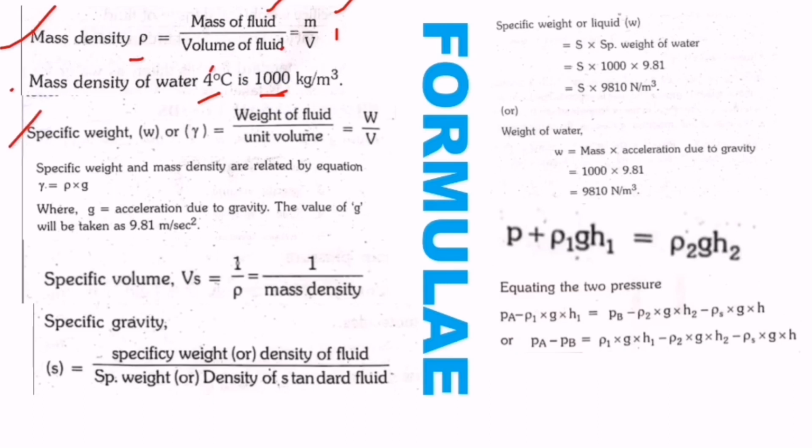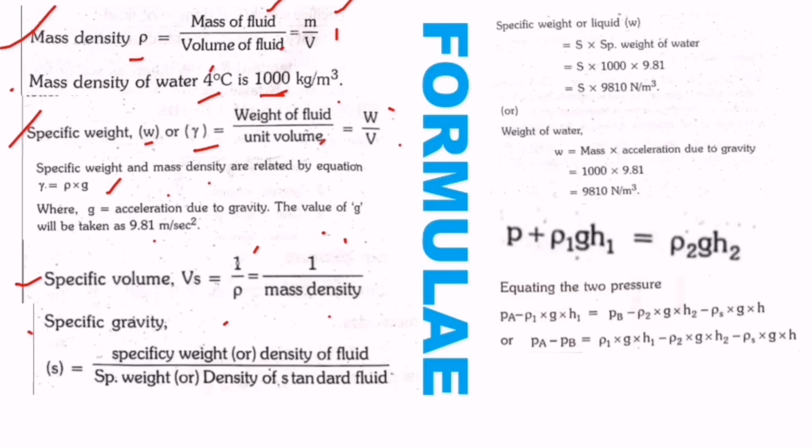Specific weight, denoted with W or gamma. Its formula is weight of the fluid per unit volume, or W by V. So specific weight and mass density are related by the equation gamma equals rho into g. So g is the acceleration due to gravity. The value of g will always be taken as 9.81 meter per second square. Next, specific volume, whose formula is 1 by rho, that is 1 by mass density.